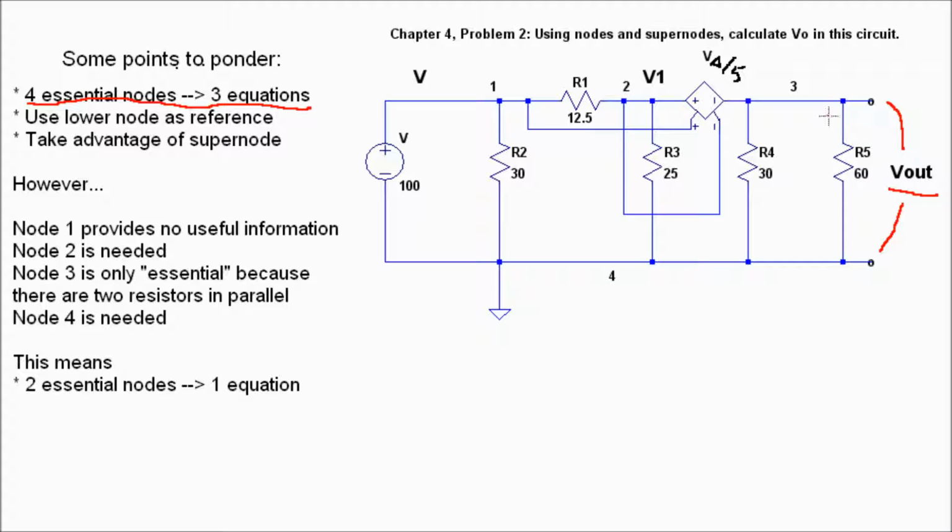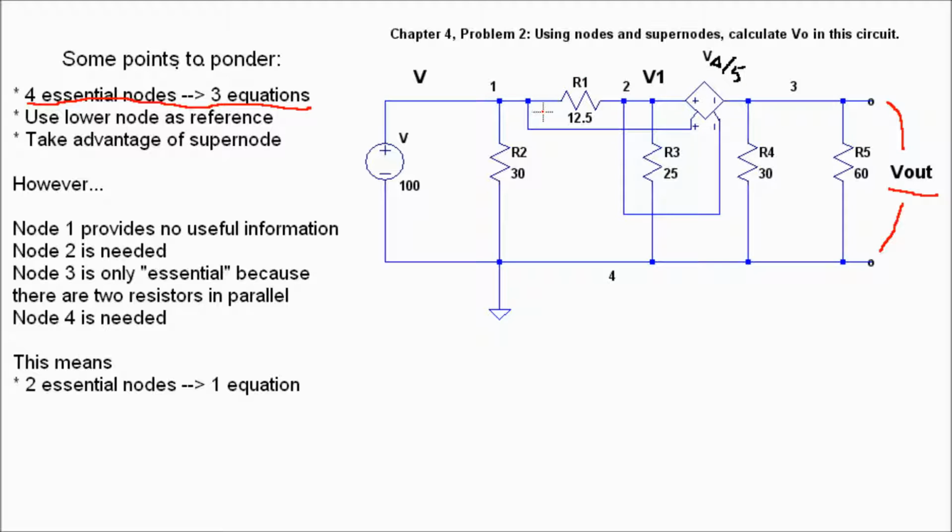The other thing is, node 3 is also an essential node, but it's got 2 resistors in parallel. Now that is just 2 devices, but that can be simplified to just 1 resistor, a parallel combination of these 2, over 45.